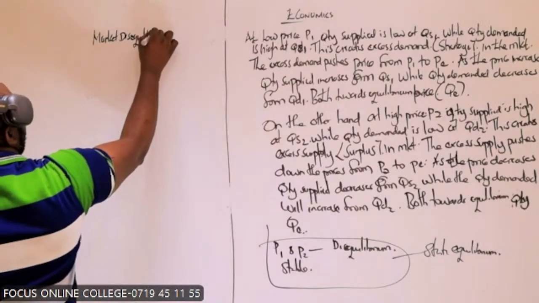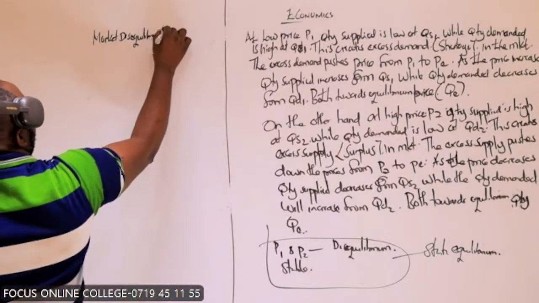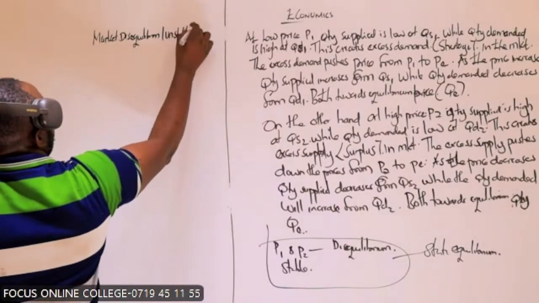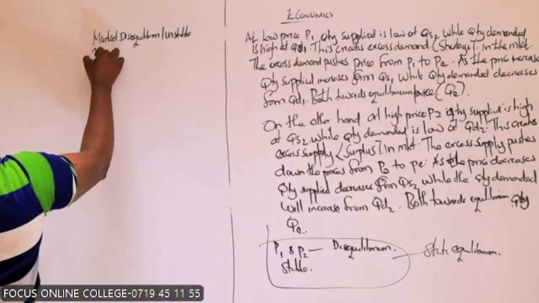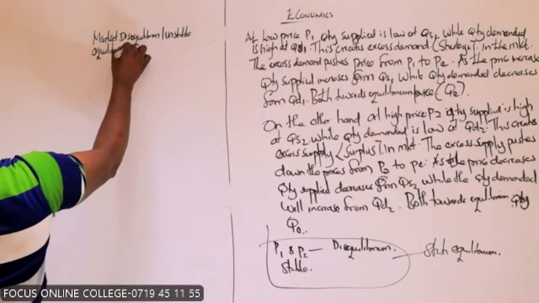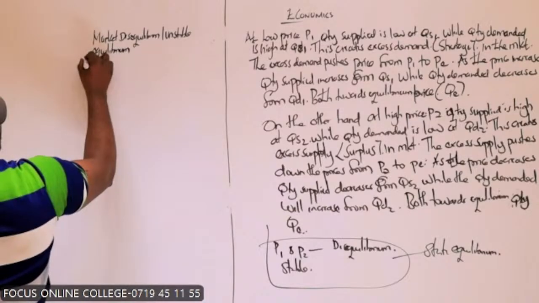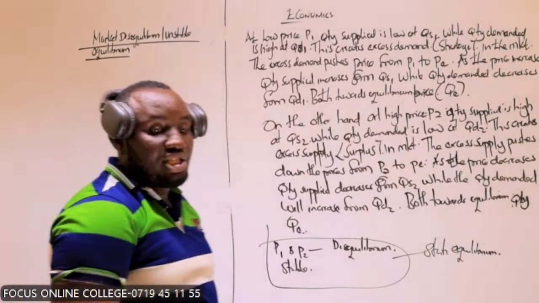Are we together? Most of us work in this class. Do you pay? Yes, you do. Yes, and most of you pay. So market number one is to define what employment is. What we call unstable equilibrium. Are we together?